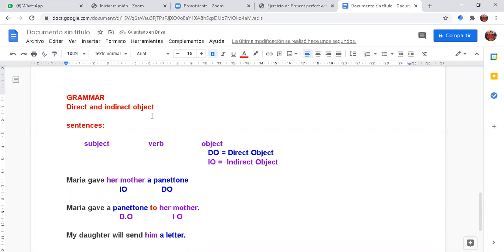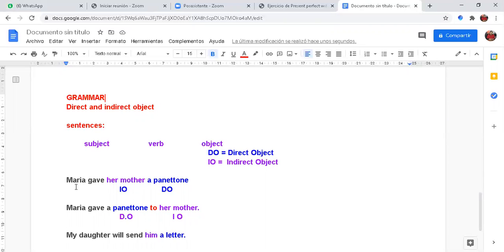Direct and indirect object. So where can we find direct and indirect objects? In the object. The structure of a sentence is subject, verb, and object. The object part can have a direct object or an indirect object. Okay, now here we have examples.